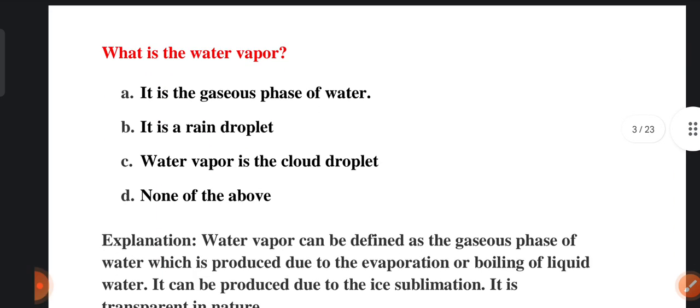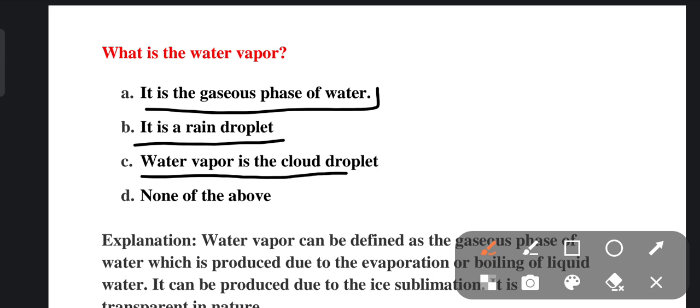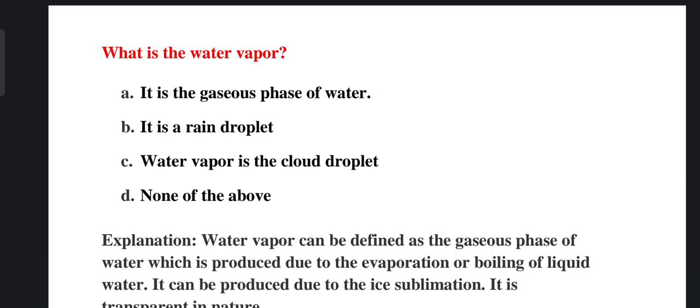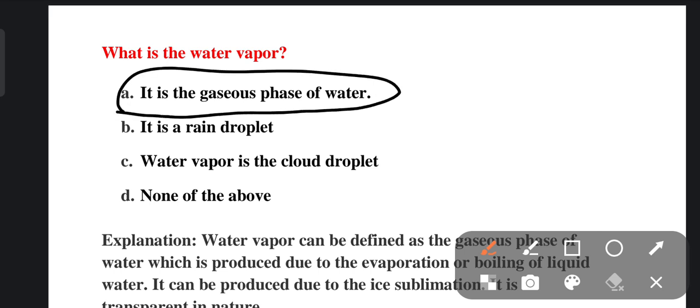So the next one is, what is water vapor? Options are: it is the gaseous phase of water, it is a rain droplet, water vapor is cloud droplet, none of the above. The right answer is, it is gaseous water.